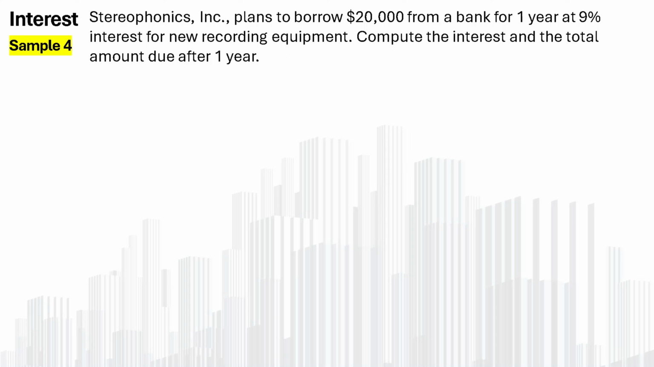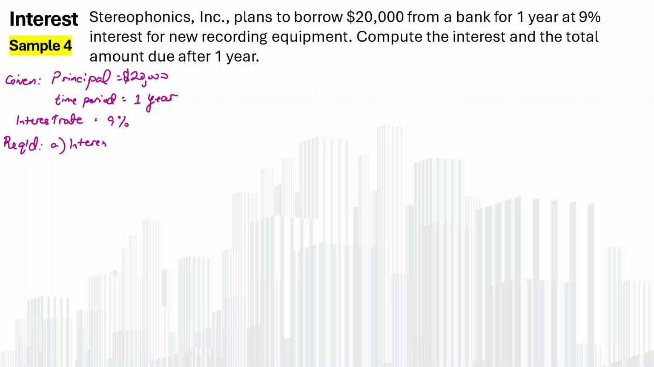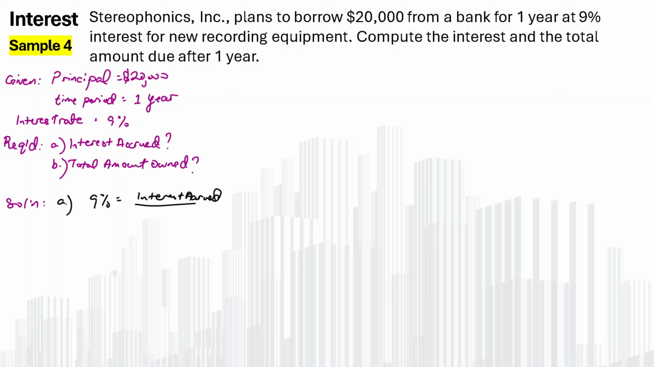Next. Stereophonics Incorporated plans to borrow $20,000 from a bank for 1 year at 9% interest for new recording equipment. Compute the interest and the total amount due after 1 year. So we are given a principal of 20,000 with a time period of 1 year and an interest rate of 9%. We're here to compute the interest, or the amount accrued over time, and then of course the total amount. That will be the interest accrued plus the original principal.